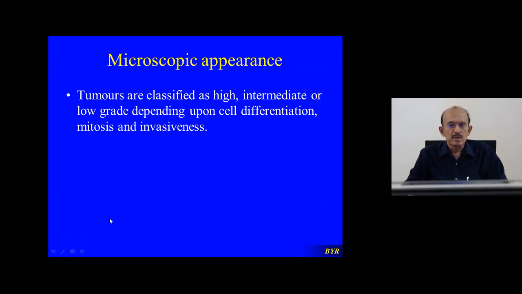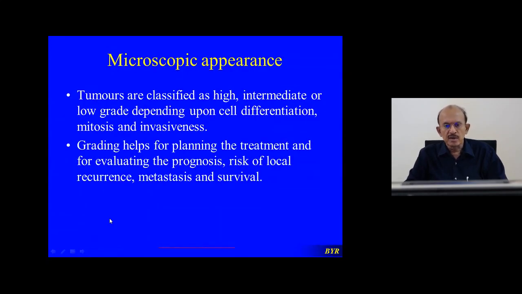Microscopic appearance: tumors are classified as high, intermediate, or low grade depending upon cell differentiation, mitosis, and invasiveness. Grading helps in planning the treatment and in evaluating the prognosis, risk of local recurrence, metastasis, and survival.